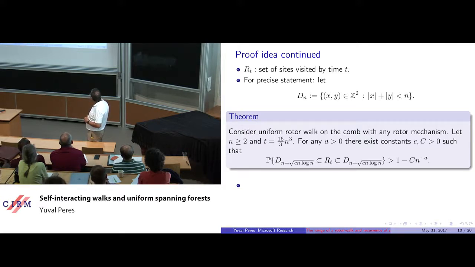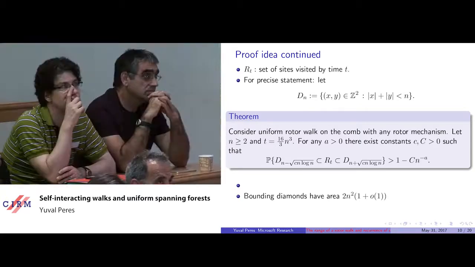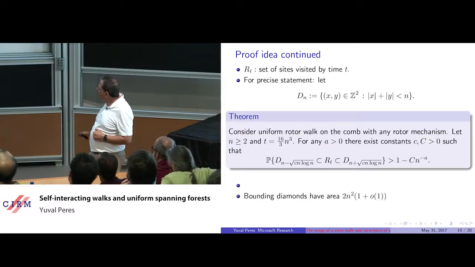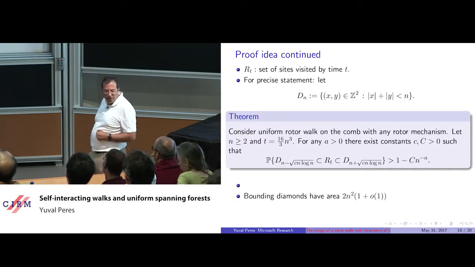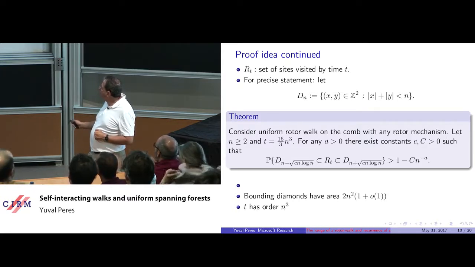after you have the rotor walk, the range after t particles is going to be essentially a diamond of size n. So the relation between t and n is this one, so t is some constant times n cubed. And the conclusion is that with this relation between t and n, the diamond that captures R_t, so we have diamonds above and below, and they're both of volume 2n squared. So these diamonds are just L1 balls. Because t has order n cubed and the diamond has area 2n squared, then you get this 2/3 relation.